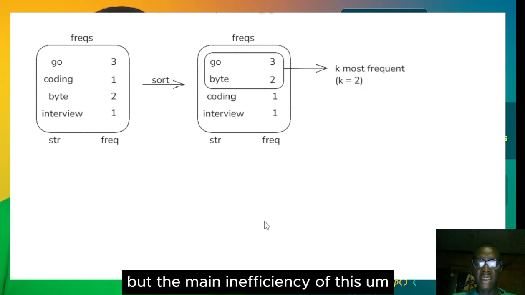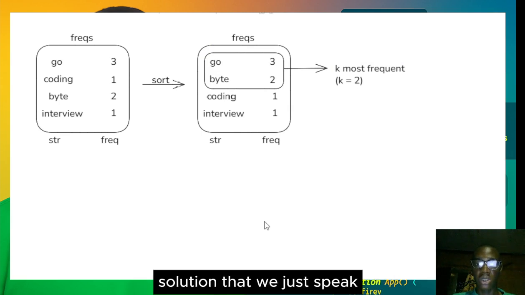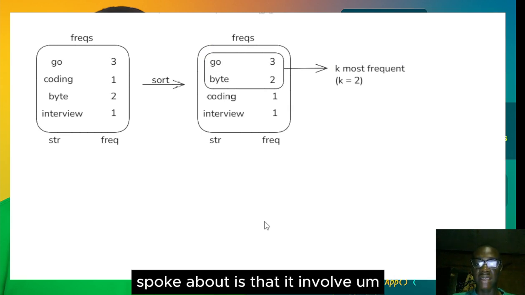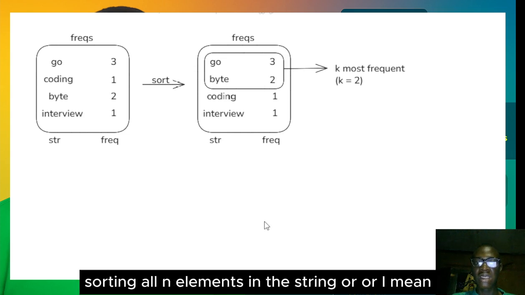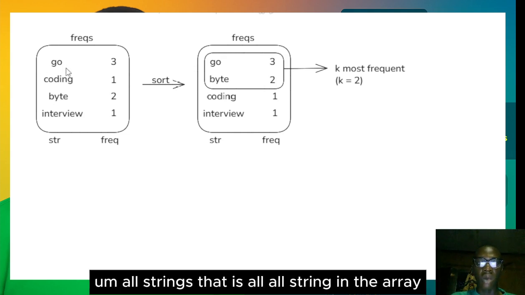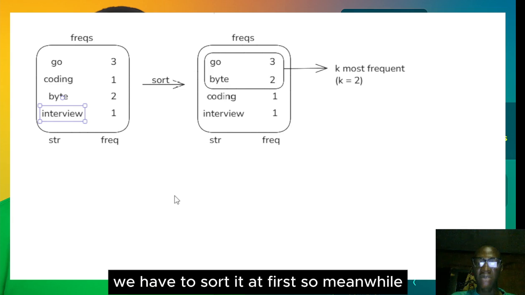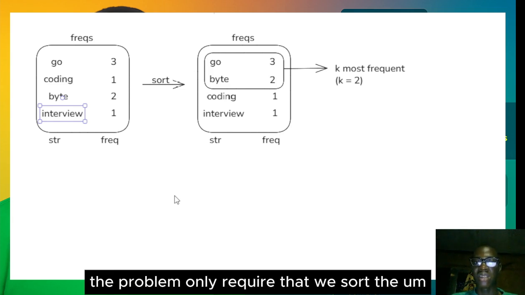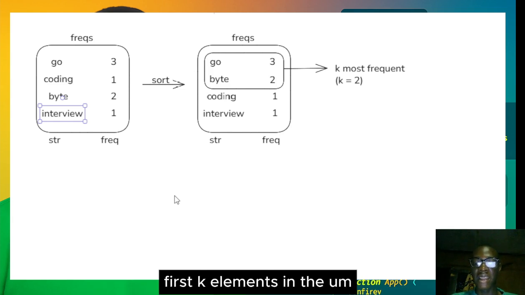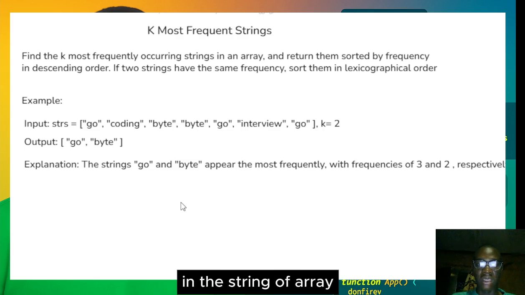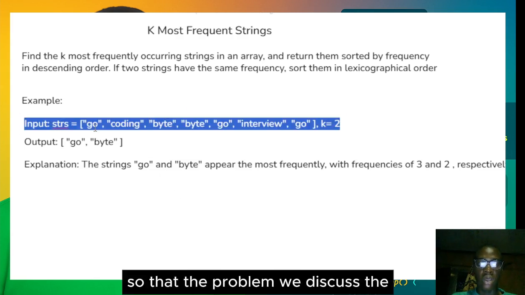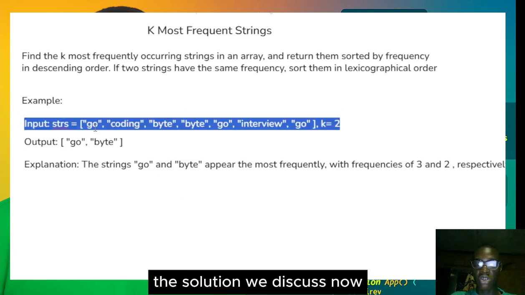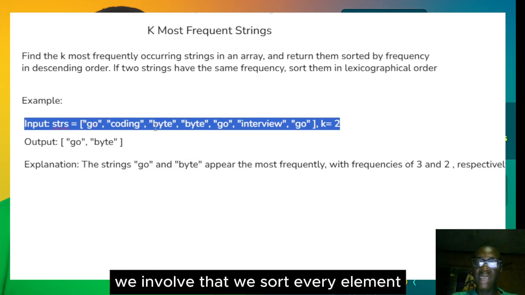But the main inefficiency of this solution that we just spoke about is that it involves sorting all n elements in the array, I mean all strings in the array. We have to sort it at first. Meanwhile, the problem only requires that we sort the first k elements of the array. So the solution we discuss now will involve that we sort every element.